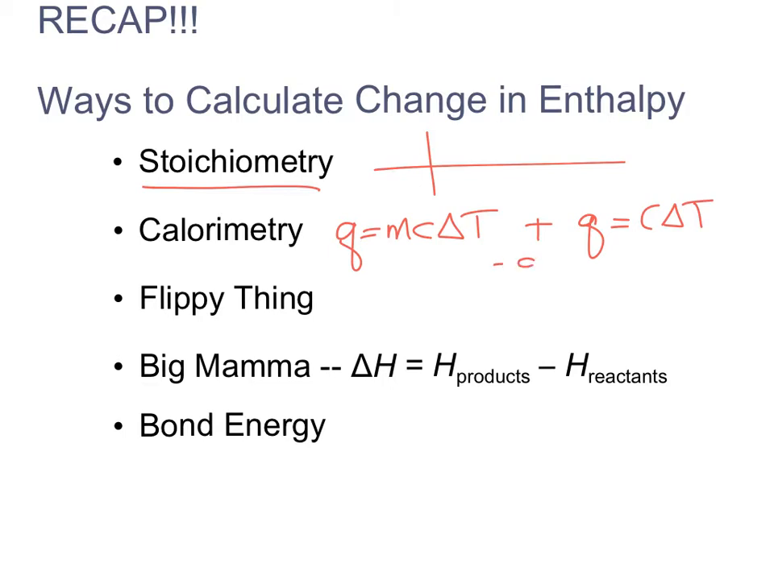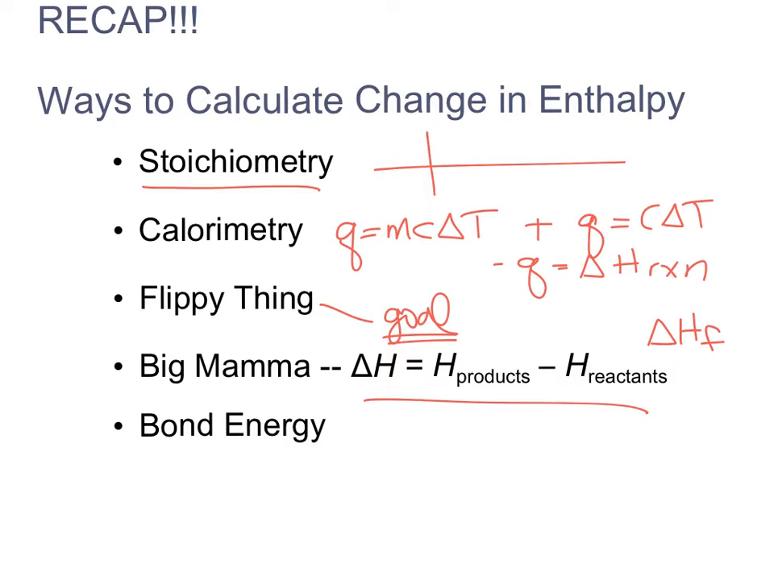And we always have to change the sign if we're using a thermometer, right, to get that delta H of the reaction. We can also use the flippy thing, where we have a series of equations that we can manipulate to find the delta H of a goal. We can use Big Mama, like we learned today with products minus reactants. You're going to be given a list of heat of formations, and you can use those heat of formations to find delta H. Or like in that last example we did where we were given the heat of combustion and we found one heat of formation within the Big Mama equation. Big Mama is very, very huge.